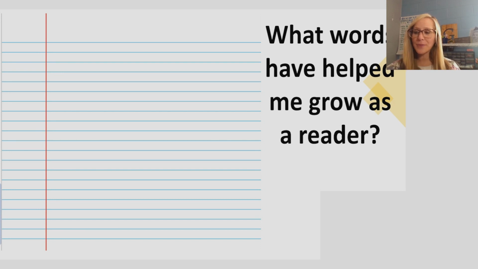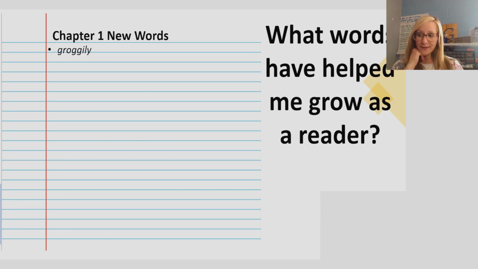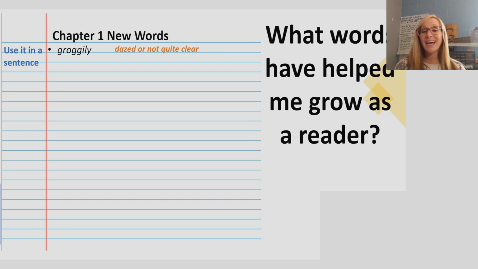There are many words that can help us grow as a reader, so I want you to think back to some of the words that may have been unfamiliar to you that we talked about, and we're going to review some of them right now. The author used the word groggily to describe how Franz reached for his watch when he woke up. Do you remember what groggily means? That's right. It means dazed or not quite clear. Can you write it in a sentence using the word groggily? Give it a try. Remember, it's an adverb that describes how something is being done.